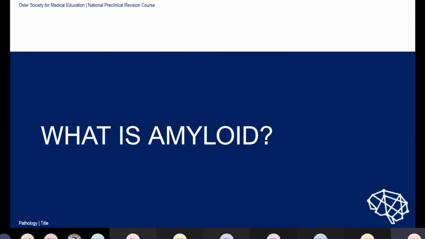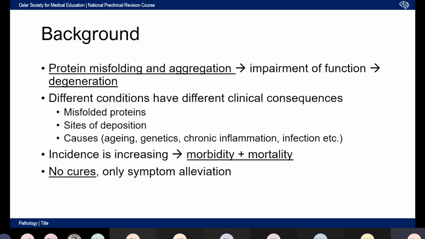So first of all, what are amyloid diseases and why do they matter? The key underlying pathology in amyloid diseases is protein misfolding and aggregation. This is associated with impairment of tissue and cell function and ultimately degeneration. Different amyloid conditions have different misfolded proteins, different sites of deposition of this misfolded protein, and different causative and risk factors. As a result, the clinical consequences are different as well.